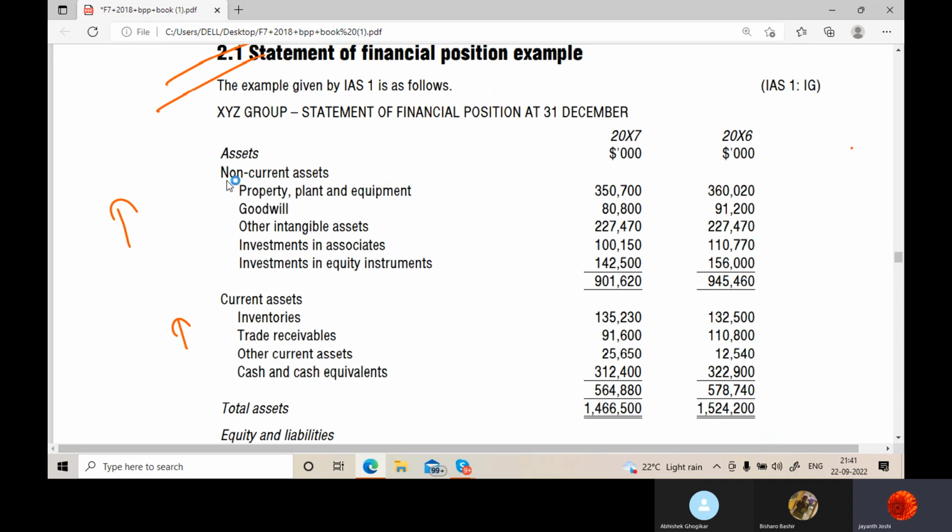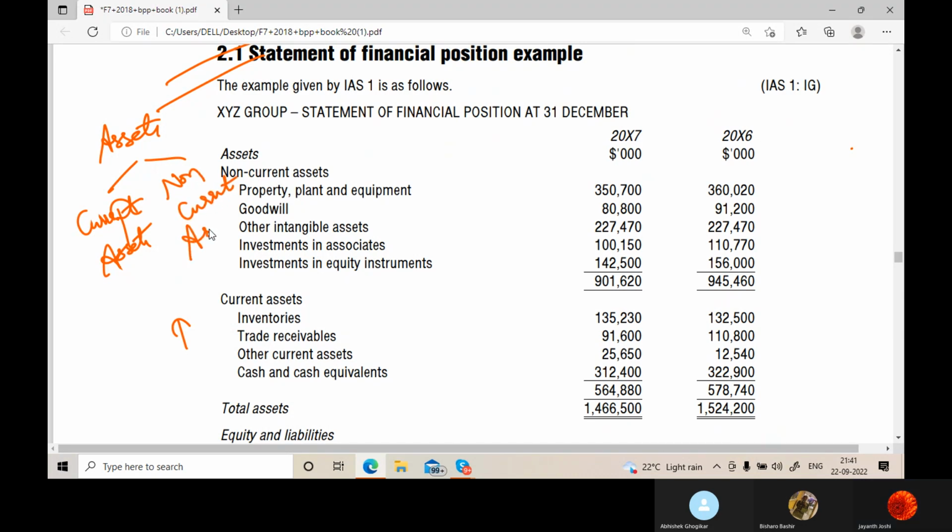Okay. Now when I speak about assets, I can divide them into two parts: current assets and non-current assets. Current assets, as I mentioned yesterday, would give you economic benefits within a year. Non-current assets are assets which give you economic benefits beyond a year. That means it takes more than 1 year to give you economic benefits. Okay.